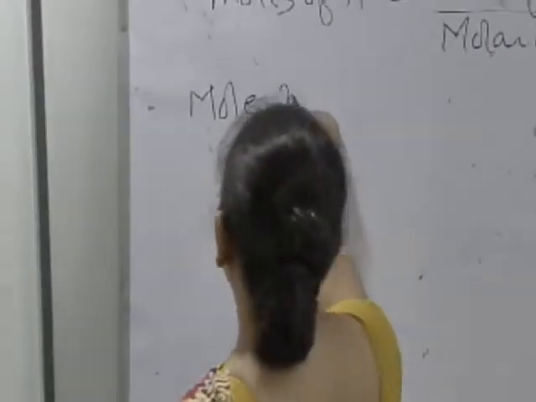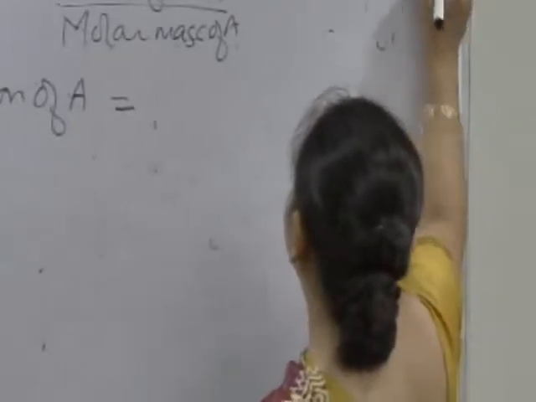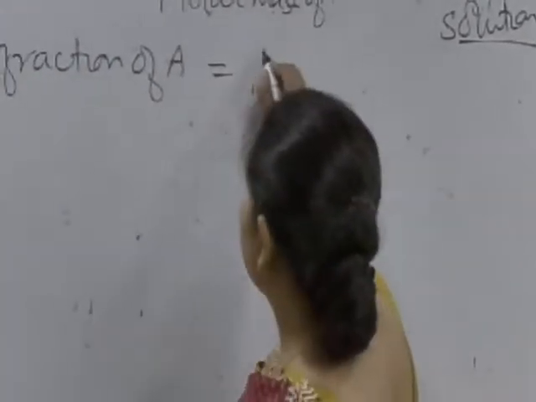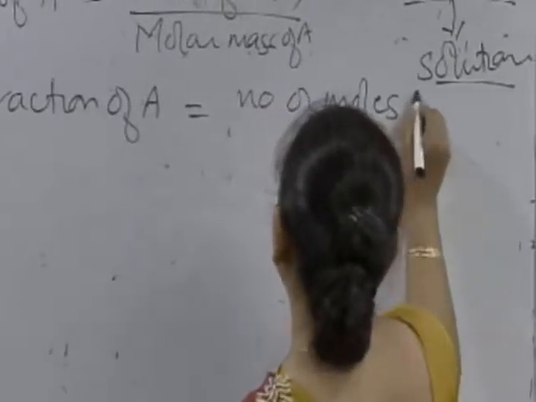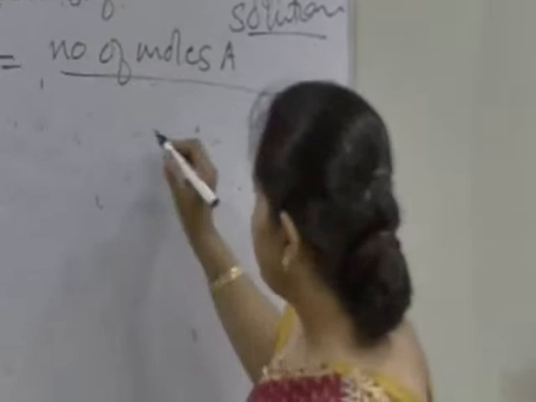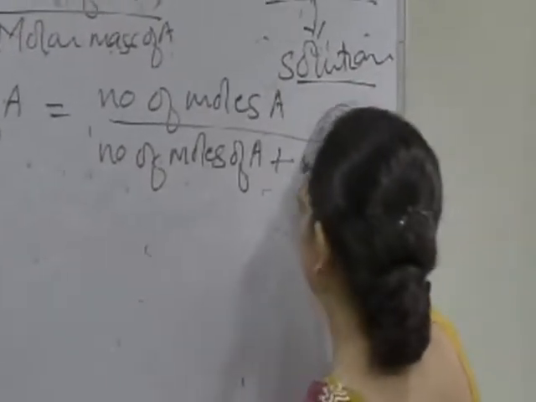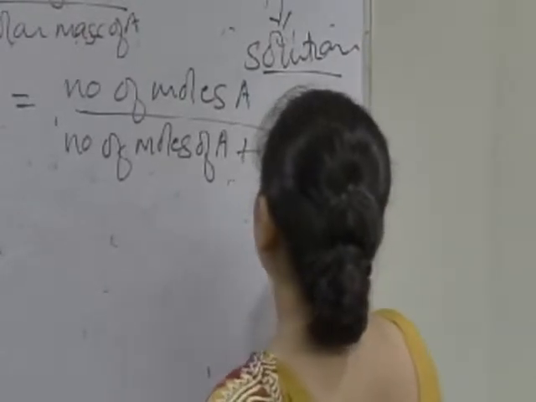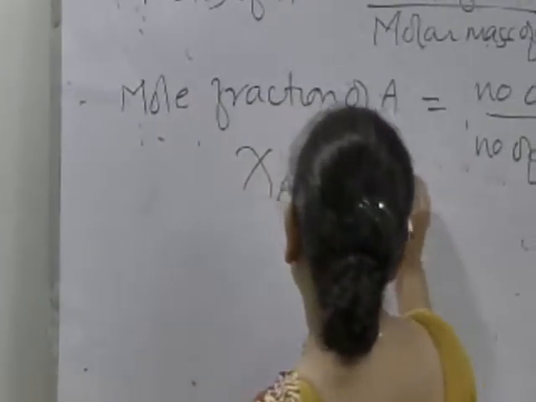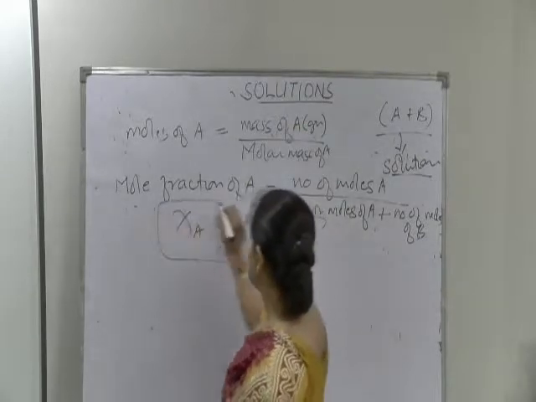So if I want to find the mole fraction of A in a solution which contains A and B only, then the mole fraction of A will be the number of moles of A present in the solution, which you can calculate by the above formula, that is, by dividing the given mass of A by the molar mass of A, upon the total number of moles of A and B. Normally, it's represented by chi A, with the number of moles of A as nA, and if I have to represent it mathematically, I'll represent the formula as this.